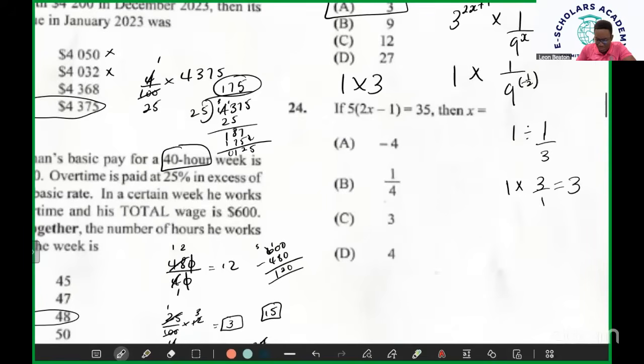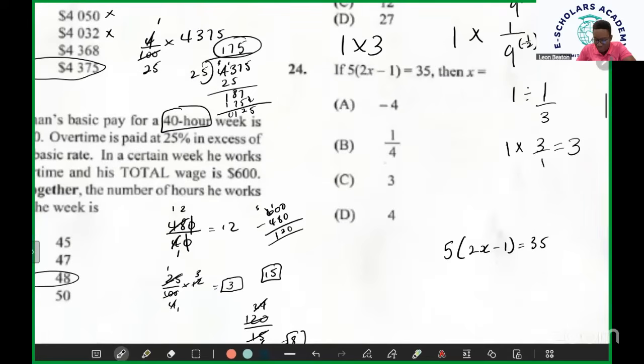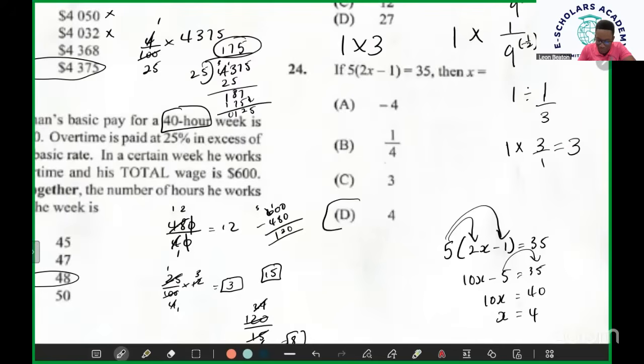Anyways, let's wrap up this last one here. 5 open bracket 2x minus 1 is equal to 35. So we distribute the 5 throughout. 5 times 2x would be 10x, 5 times negative 1 would be negative 5, is equal to 35. 10x is equal to 40. X is equal to 4. So we did this one whole night. So D, 4. All right.